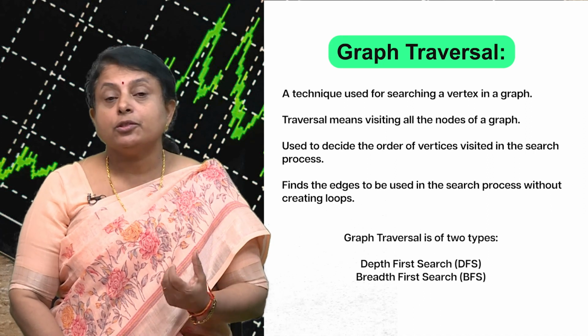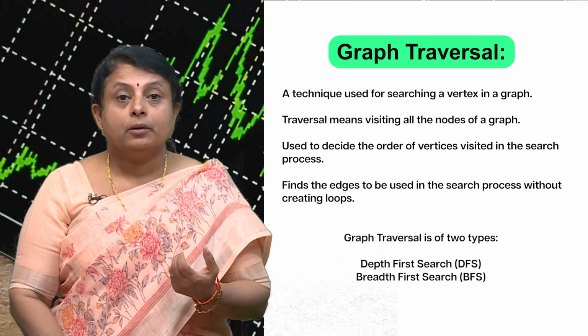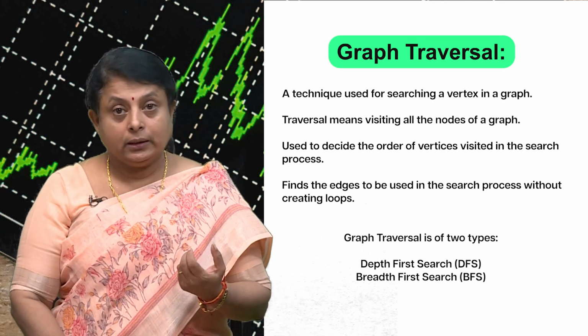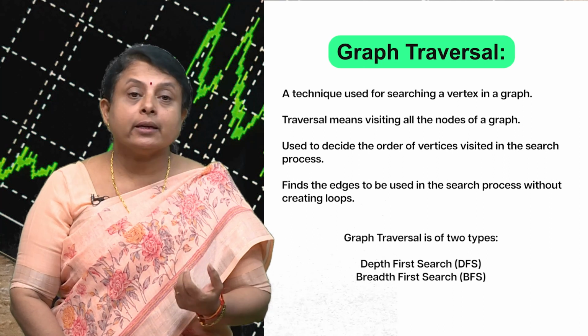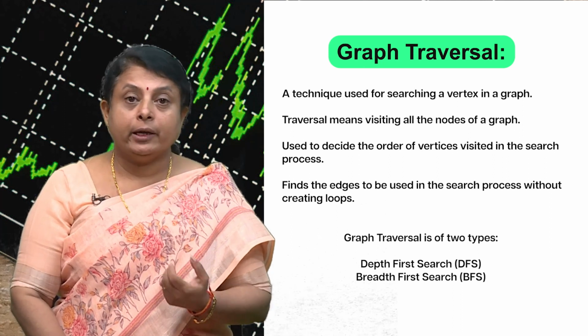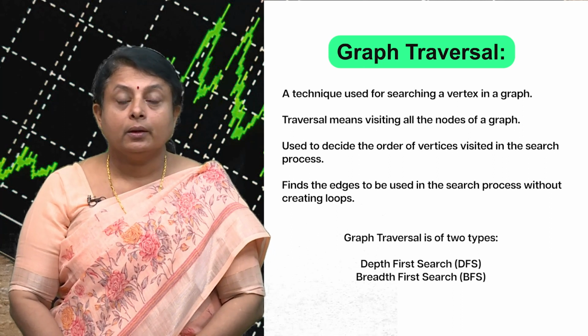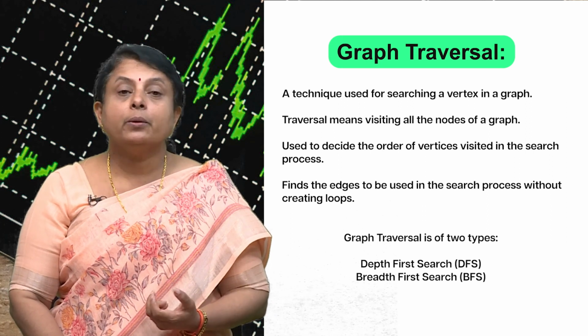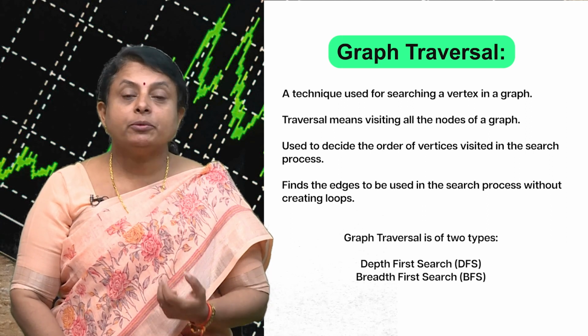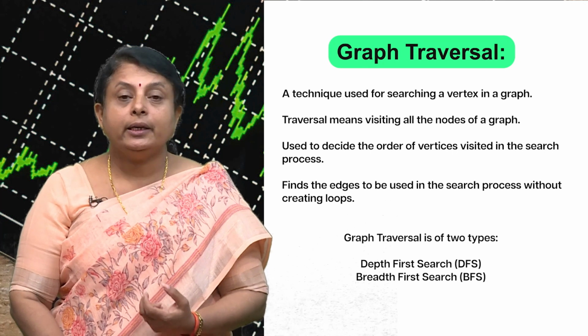Graph traversal is of two types. First, depth first search, DFS, and second, breadth first search, BFS. Today, we are going to discuss the depth first search algorithm, DFS.